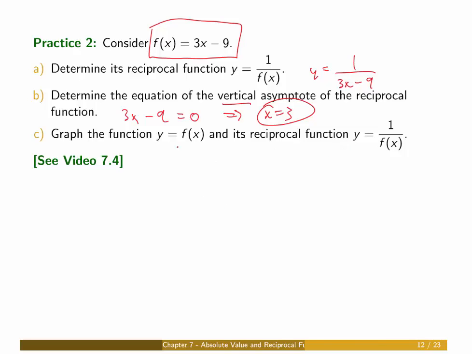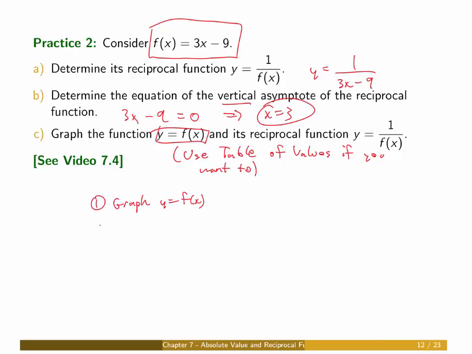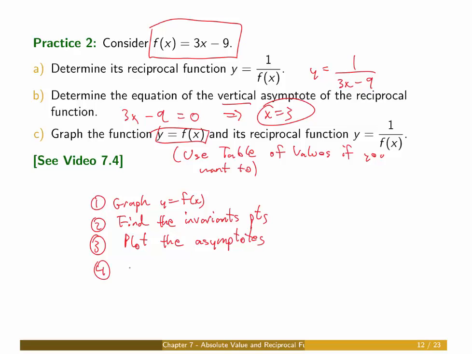So to graph it this time, you can use a table of values if you want. However, there are other methods. Okay, you could simply graph y equals f of x, find the invariant points, and then fill in the graph from there, which is what I'm going to do. I'm going to graph y equals f of x. I'm going to find the invariant points. Those are the points of intersection. And then plot the asymptotes. So here's a nice little step-by-step. And then I'm going to graph y equals 1 over f of x.